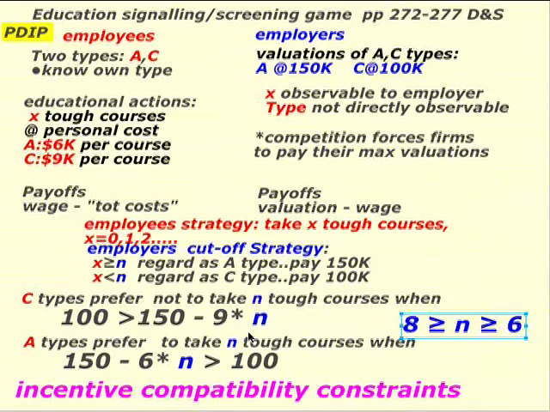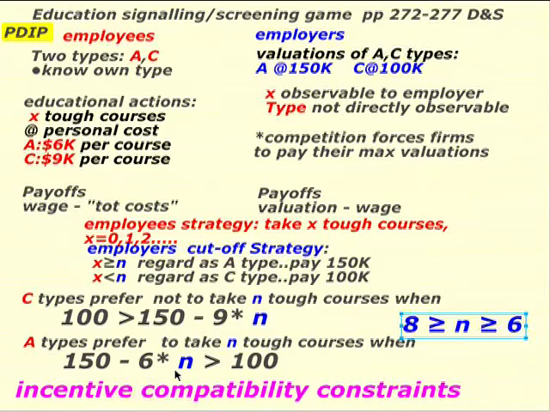For a low number of courses, it's going to be worth their while to take the tough courses, pay the costs, and get access to the higher wage, rather than not and just get 100. So you have to have n greater than 5. Now, it turns out that if we plug n equals 6, or n equals 7, or n equals 8 into these equations, both the inequalities are satisfied.